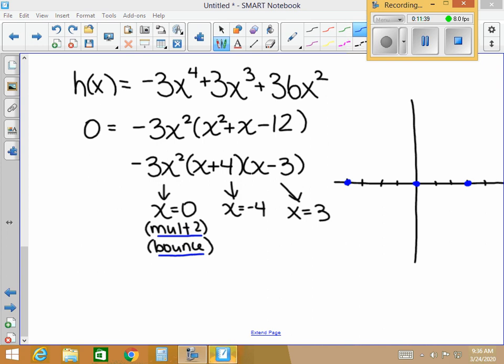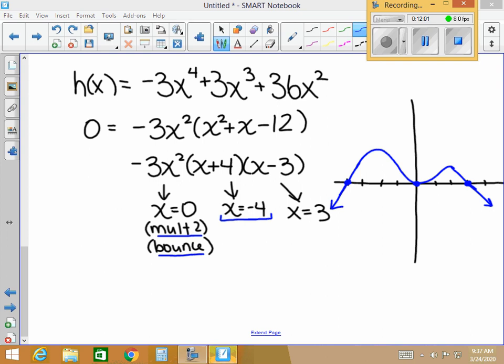Okay, so I know even degree means both ends the same. -3 means both ends down, which means from here I'm going to go down. Multiplicity 1 at -4 means I cut through. When it was multiplicity 1 at the 3, also it cuts through. When I turn around, I'm going to bounce off of 0.